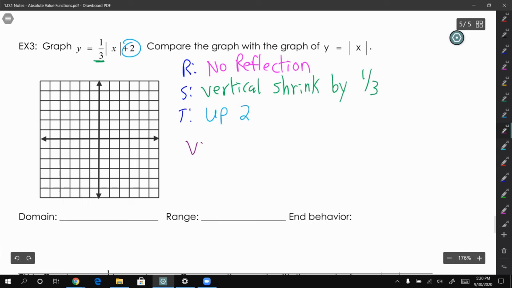So that means our vertex is 0, 2. And our a value is 1/3. So that means from our vertex we go up 1 and right 3. Up 1 and right 3. Then from our vertex we go up 1 and left 3. Up 1 and left 3. So this V is shrunk.